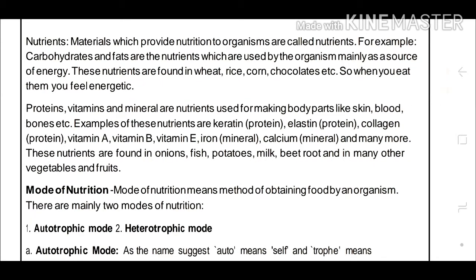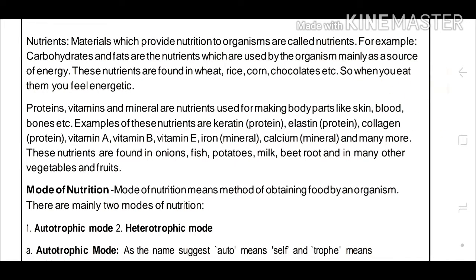Proteins, vitamins, and minerals are nutrients used for making body parts like skin, blood, bones, etc. Examples of these nutrients are keratin protein, elastin protein, collagen protein, vitamin A, vitamin B, vitamin E, and the mineral calcium, and many more. These nutrients are found in onions, fish, potatoes, milk, beetroot, and many other vegetables and fruits.